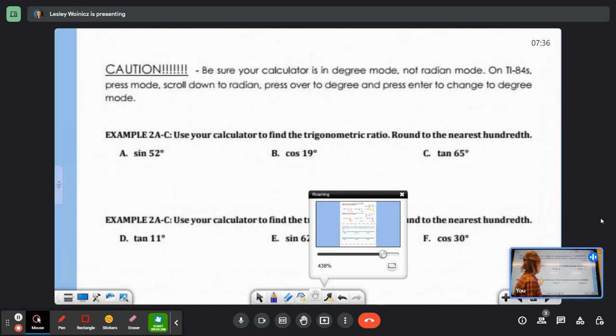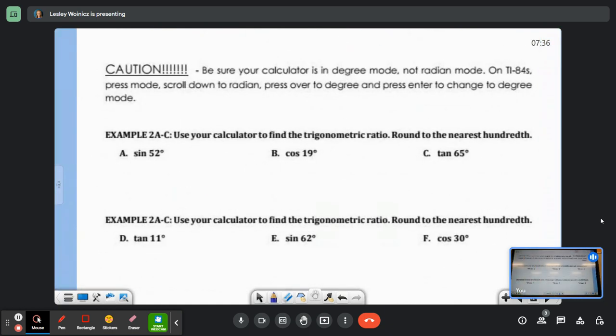Caution, be sure your calculator is in degree mode. Oh, we already did that. Whoop, whoop, not in radian mode. On TI-84s, press mode, scroll down to radian, press over to degree, and press enter to change to degree mode. Okay, we already did that. Use your calculator to find the trigonometric ratio and round to the nearest hundredth.